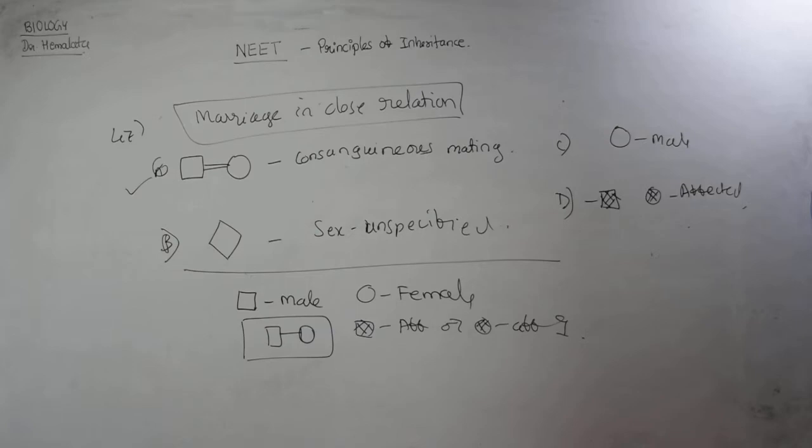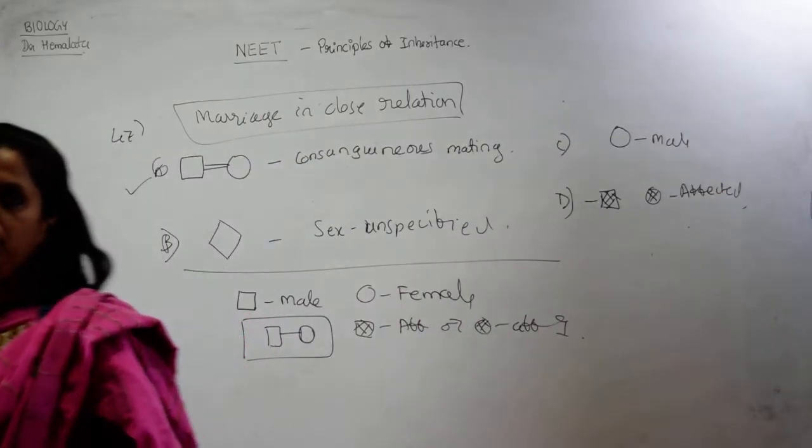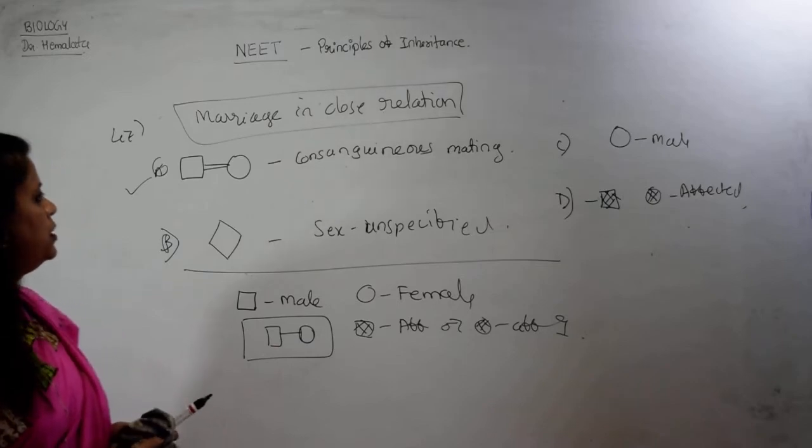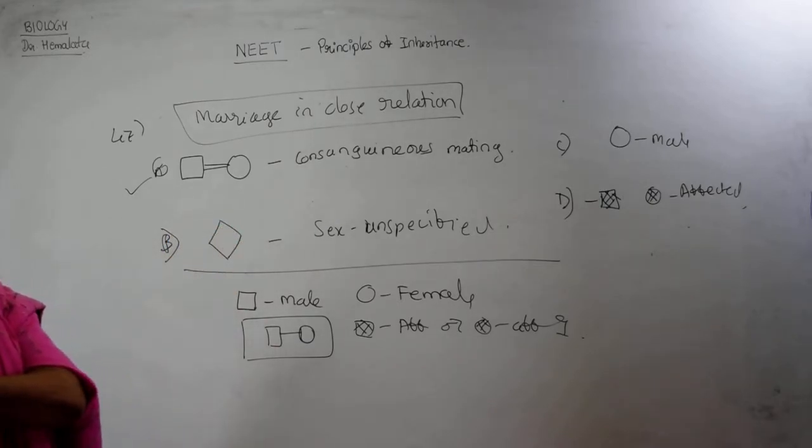That is, you have to write about the unspecified sex in a diamond shape and the consanguineous marriage in the double line between male and female. That's called consanguineous marriage, or between the close relation there will be a marriage. Right?